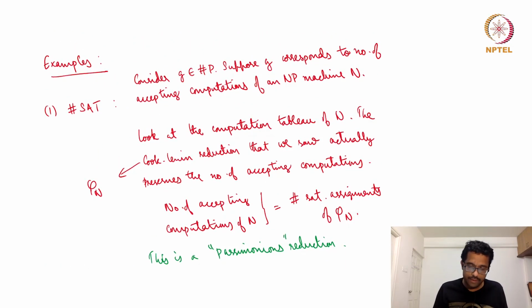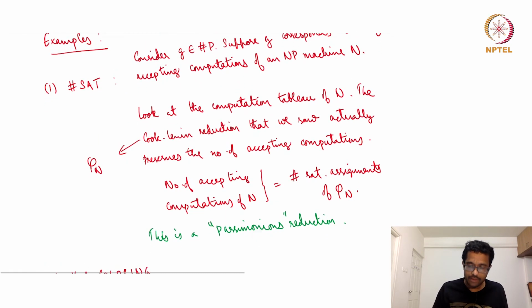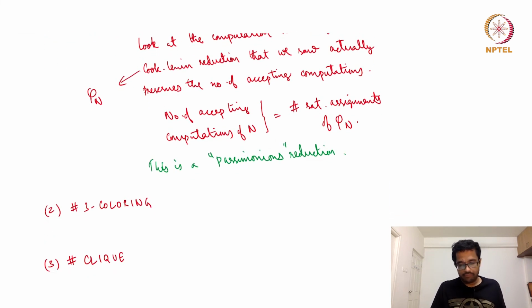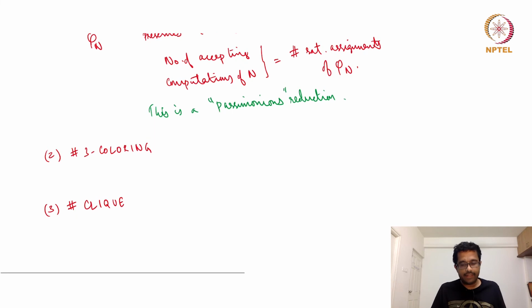Because of which, if we can count the number of satisfying assignments of a Boolean formula, we can count the number of accepting computations of any non-deterministic Turing machine, which means any function in #P can be computed with access to a SAT oracle, which is what we wanted to show. Similarly, other problems like 3-coloring and clique.